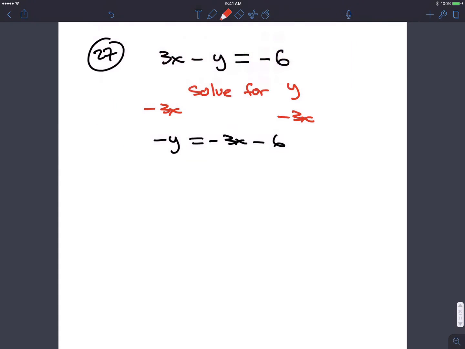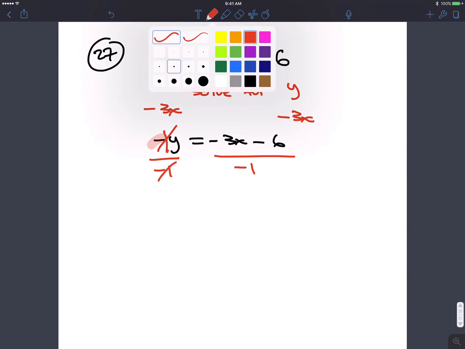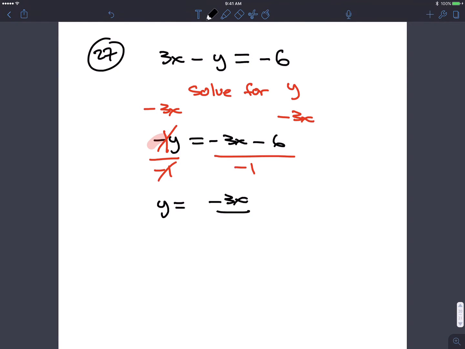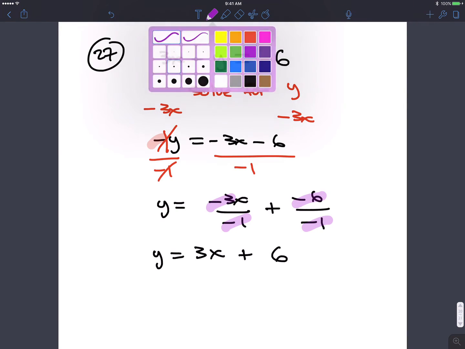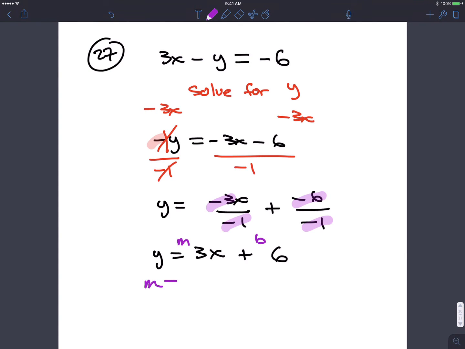Don't forget, you have this negative 1 there, so you can divide both sides by negative 1. Y is negative 3x divided by negative 1, and I'll write this as plus a negative because subtraction can be written as addition of a negative. Let's focus on the fractions. You now have negative 3 divided by negative 1, so we got y is positive 3x, and then I have a negative 6 divided by negative 1, which is plus 6. So if we look at our equation, we find our slope to be 3 and our y-intercept to be positive 6. And again, this is 3 over 1.